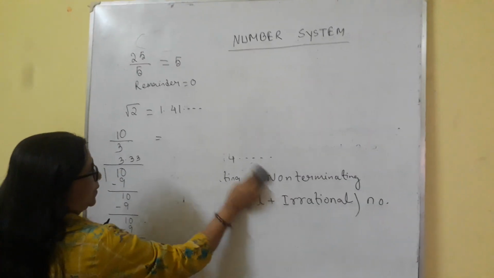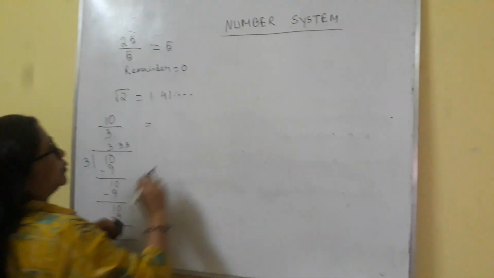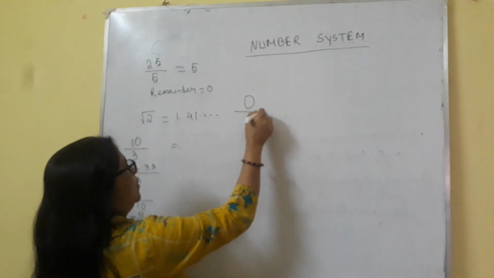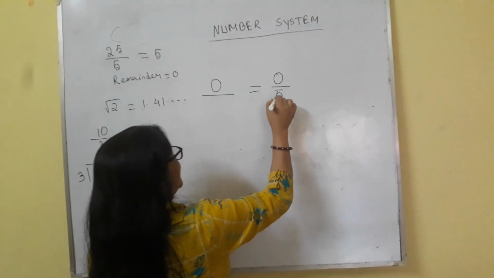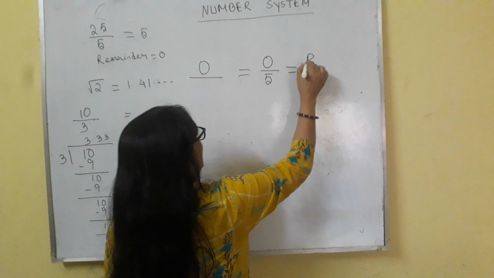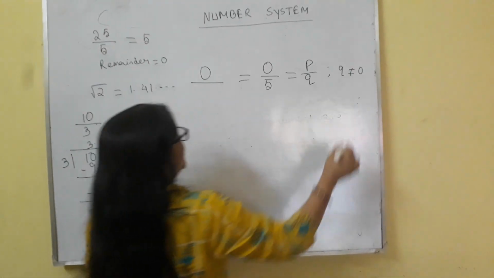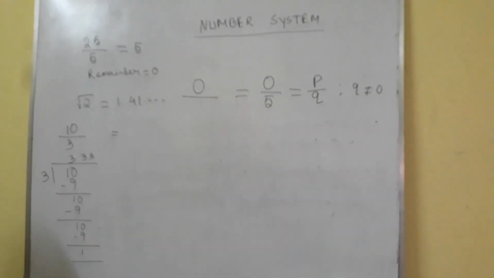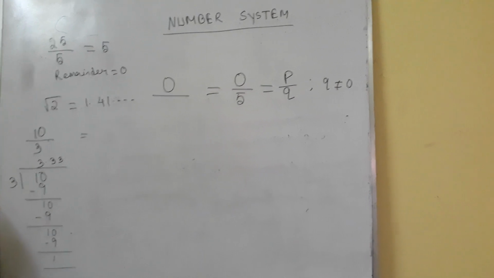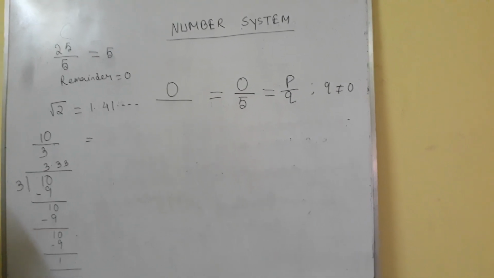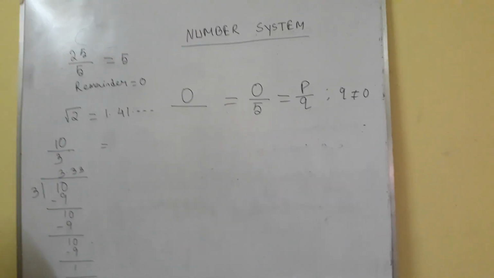What about 0? Is it a real number? If I write down 0, we can write it as 0 divided by 5. So it is in the form of p by q, where q is not equal to 0. So what can we conclude from there? 0 is also a rational number, because we can express 0 in the form of p by q.